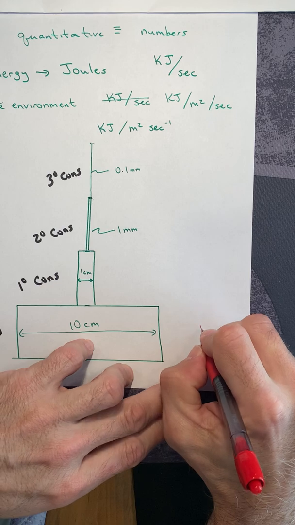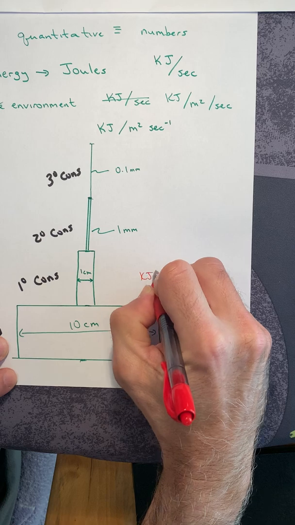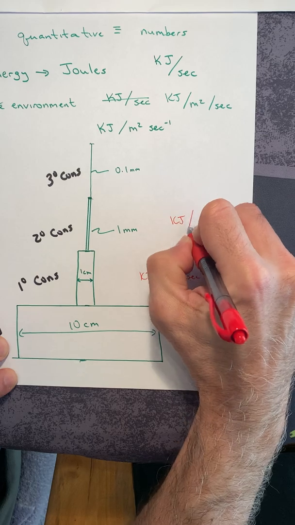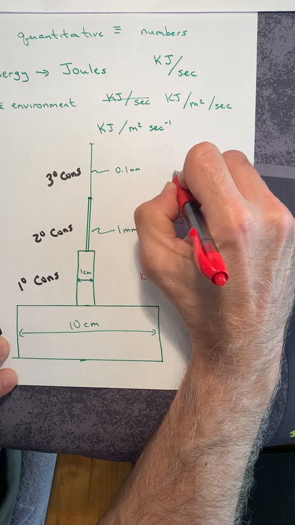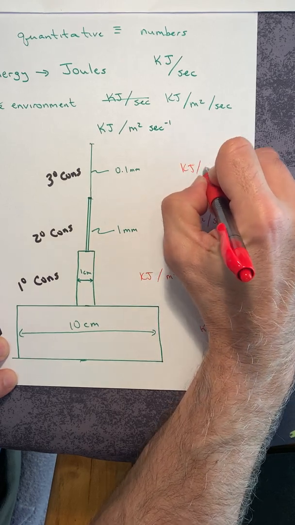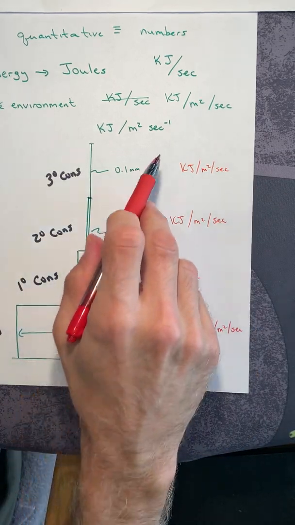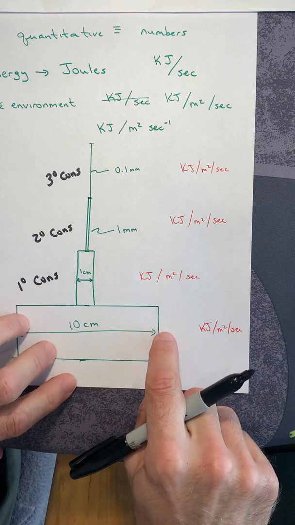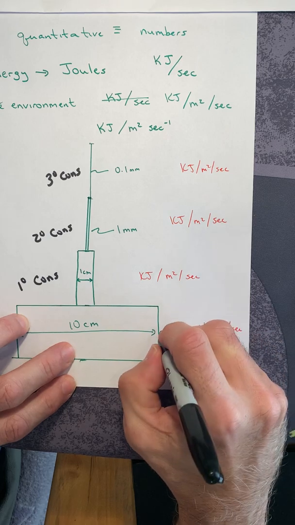Then come over here and pick a number here. We know that our units are kilojoules per meter squared per second. There's our units. Pick values here. Pick any value you want. Choose a value, okay? So I would make this number 6 digits long, okay? So I'm going to pick 100,000.